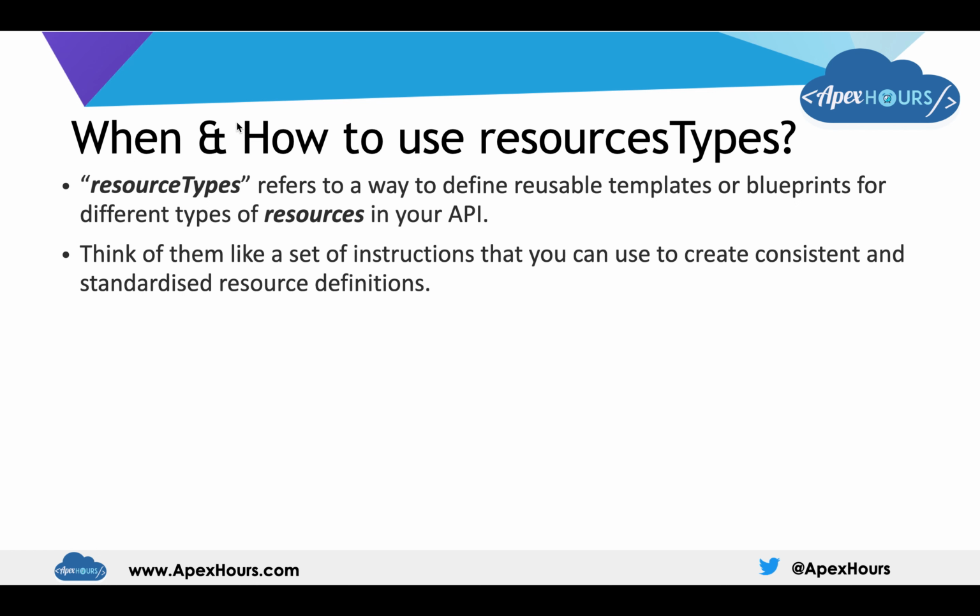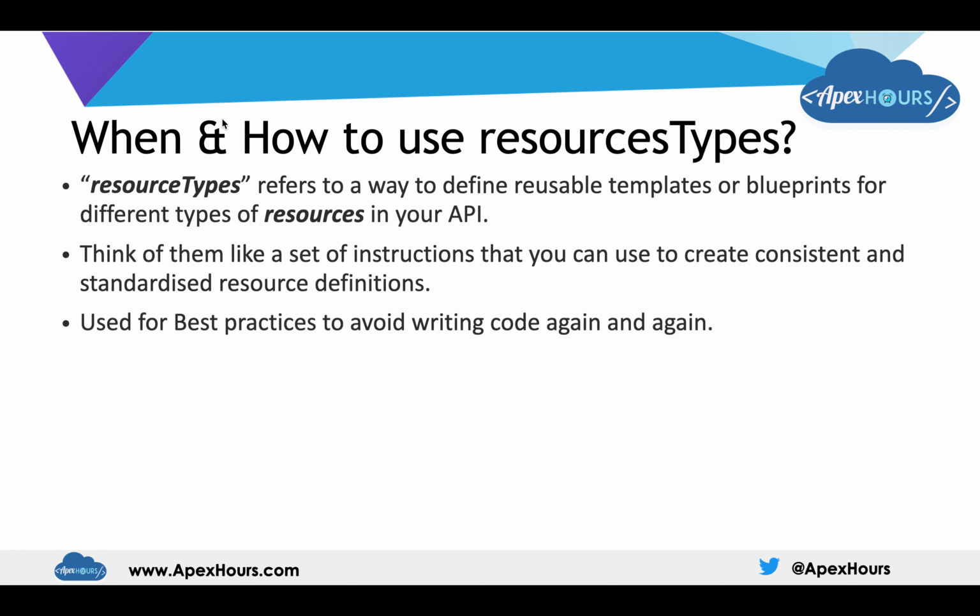So resource types are more of a best practice. If there is a functionality being used in two APIs, do you still want me to use a resource type? There is no need to use one. But still, what is the purpose of writing the same code again and again? That's why I'm calling it a best practice, used to avoid writing code again and again.